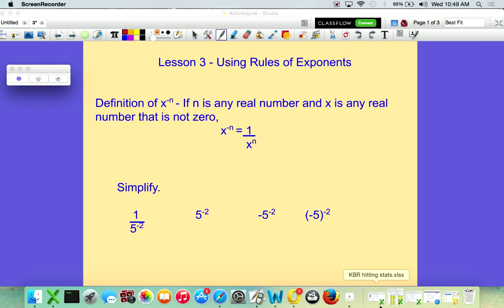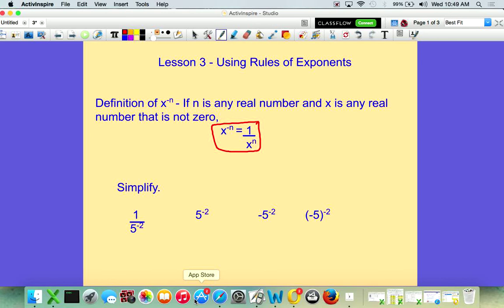The definition of x to the negative n power, if n is any real number, it doesn't matter what it is, and x is a real number that is not 0, then we can follow this equation here. We've got x to the negative n. What that means, simply, is if you have a negative power and it's on the top, you can always get rid of that negative power by dropping it to the bottom. So this x to the negative n turns into 1 over x to the n just by dropping it to the bottom to get rid of that negative exponent. So if we look at our examples down here, we can simplify every single one of these.